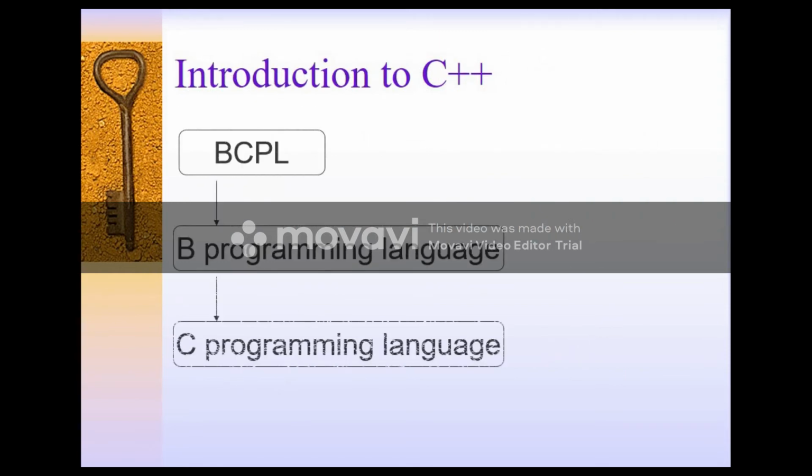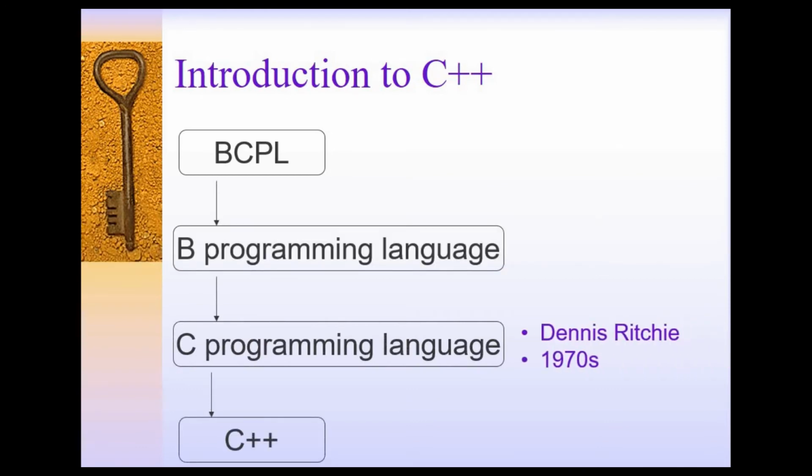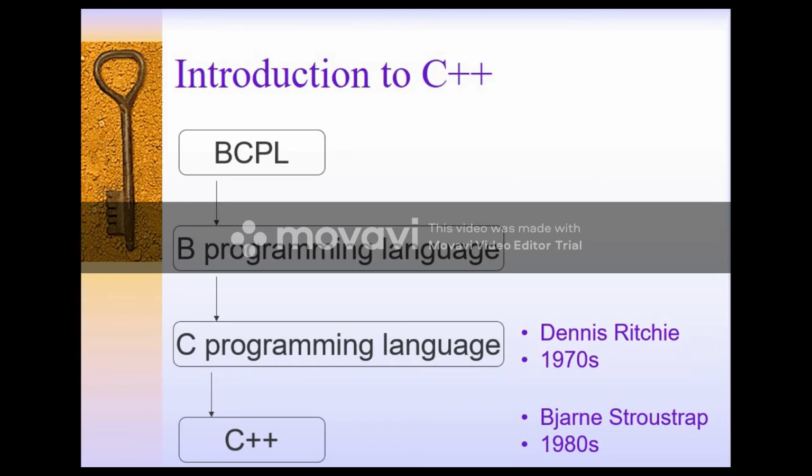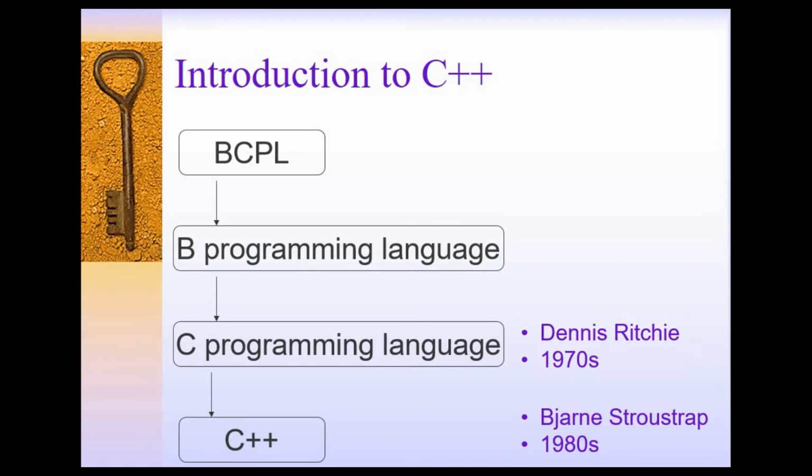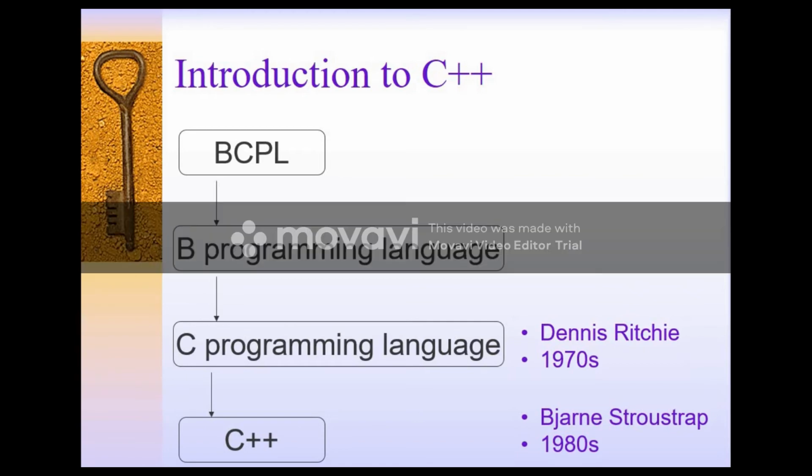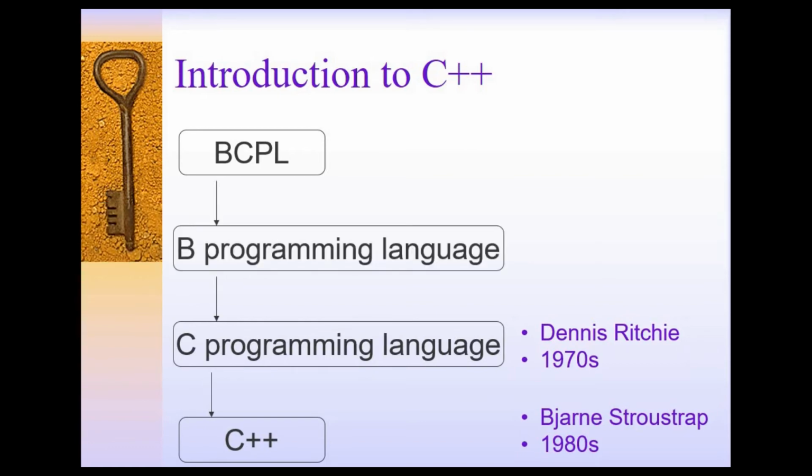Then you come to the introduction to C++. C++ is basically a combination of the B programming language and the C programming language. B is a basic programming language, and then we have the C programming language, which was previously there. Both the B and C programming languages were created by Dennis Ritchie in the 1970s, and Bjarne Stroustrup created C++, the combination of the B and C programming languages.